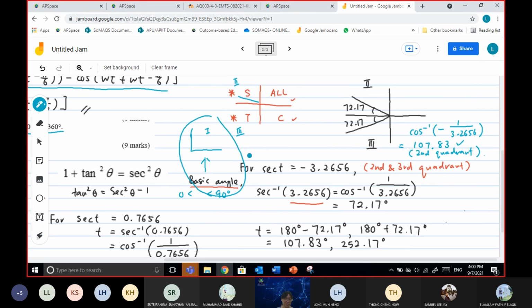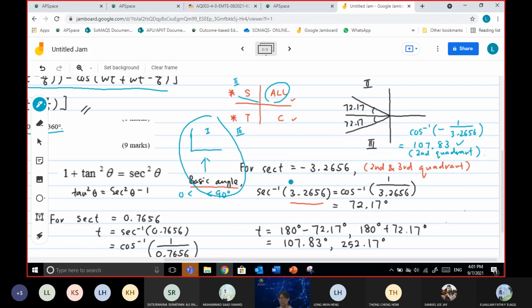So when you have the answer in the first quadrant, you can use the basic angle to look for the angles in other quadrants. You get my point? Because your calculator will give you the answer in the second quadrant. So if you want to find the basic angle, we don't put the sign. In the first quadrant everything is positive. If you put a negative sign, it will give you the angle in another quadrant. So that is the reason.